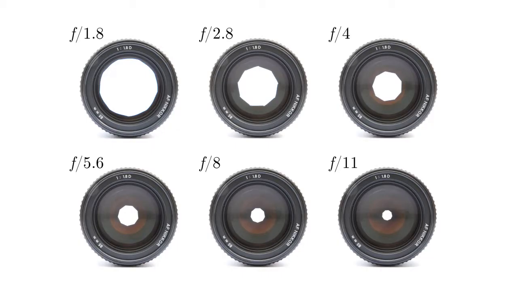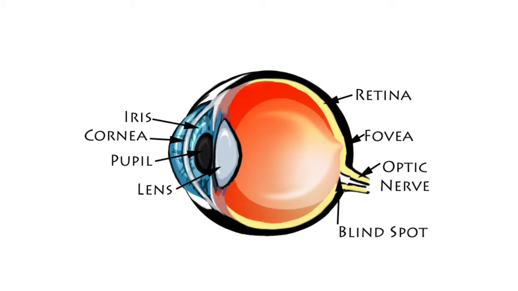Moving on, we define aperture. Aperture is the amount of light let in by the iris. The iris in your lens works much the same as in your eye. It regulates the amount of light that passes into your retina, or in this case, your sensor.